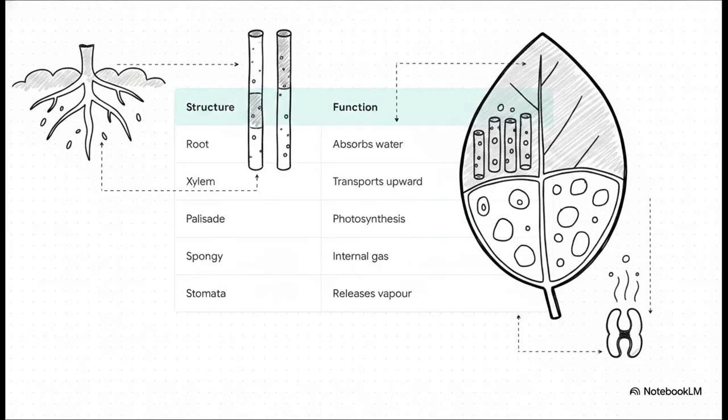Bingo! Let's do a quick recap just to lock in the functions of all these plant structures for your future exams. So, to summarize, the root absorbs water. The xylem transports that water upward. The palisade mesophyll is all about photosynthesis. The spongy mesophyll handles internal gas movement. And the stomata, our absolute star of the day, releases water vapor. Knowing these distinct functions off the top of your head is going to save you so much time on exam day.